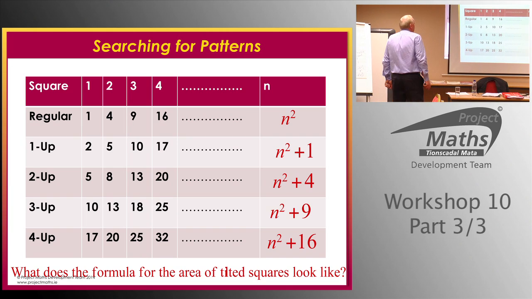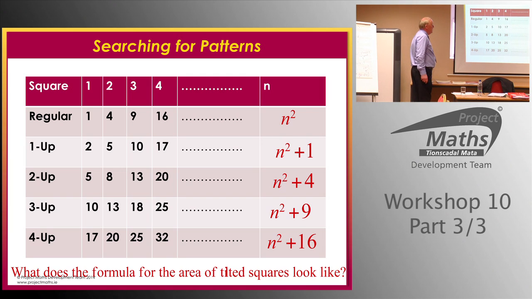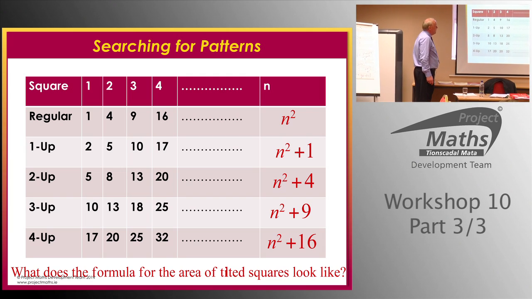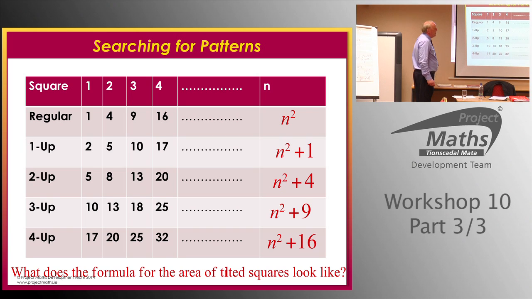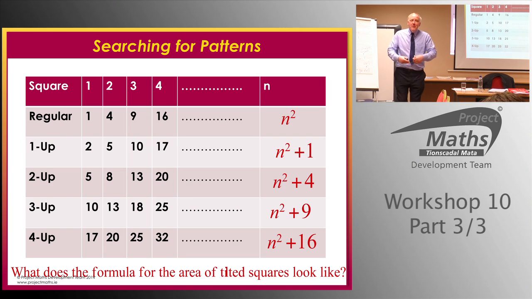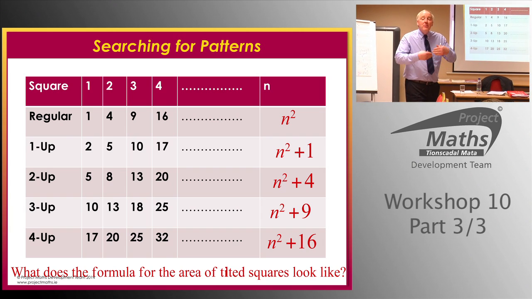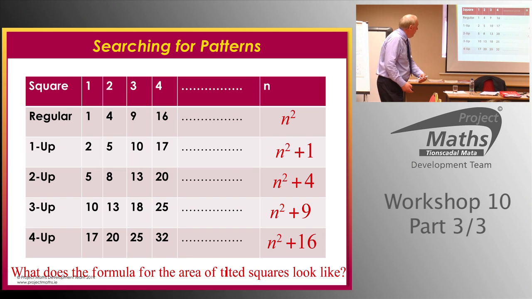Okay, so the square of side 1, the regular 1, 4, 9 was n squared. Then the 1 up was n squared plus 1. The 2 up was n squared plus 4. We'd hope now that they had latched onto it. So what would the 3 up be? n squared plus 9. And the 4 up, n squared plus 16. Okay. Does that make sense now for us?